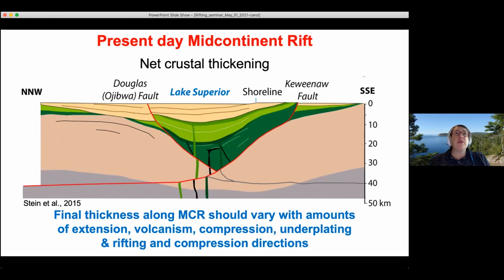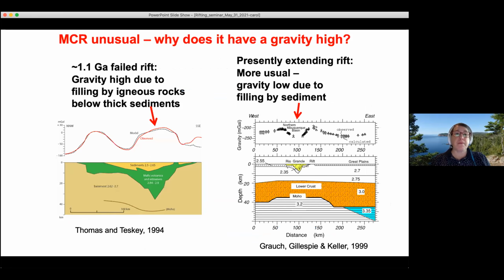So what we see around the whole Midcontinent rift, the final thicknesses and the shape and a lot of other factors depend on varying amounts of extension, volcanism associated with the rifting, compression, and the usual factors for rifts. What's unusual with the Midcontinent rift is that most of it has a gravity high. This is unusual for rifts because most rifts have gravity lows.